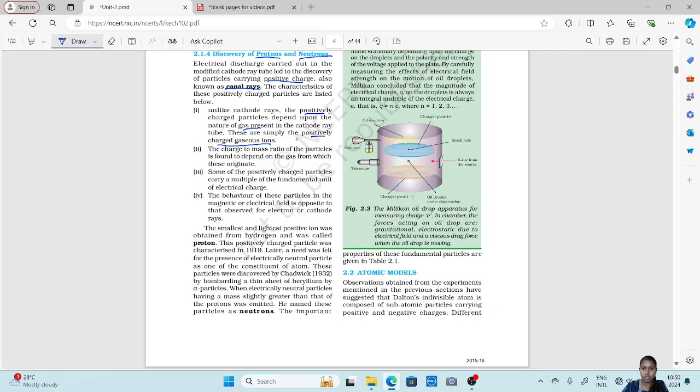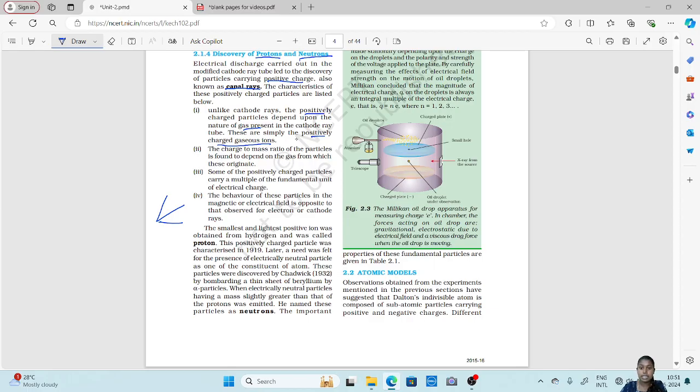They carry multiple charges. The behavior of these particles in a magnetic or electric field is opposite to that observed for electrons or cathode rays. In cathode rays, they will either go straight or they will deviate, but these positively charged particles show the opposite of what electrons or cathode rays show.